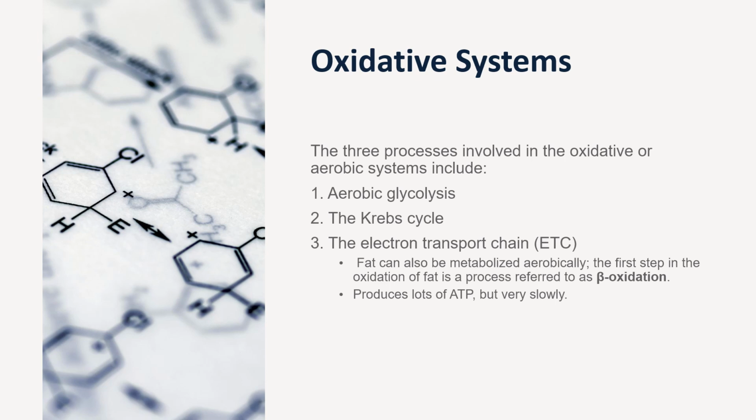oxidative phosphorylation. Together, these three processes, glycolysis, the citric acid cycle, and the electron transport chain with oxidative phosphorylation, make up the oxidative, or aerobic, system. They are highly efficient in producing ATP from various fuel sources and are the primary energy pathway used during sustained aerobic activities.